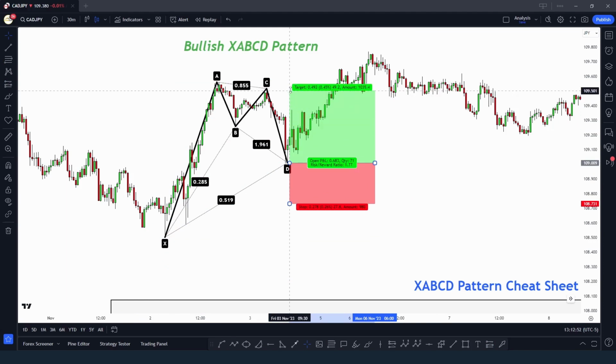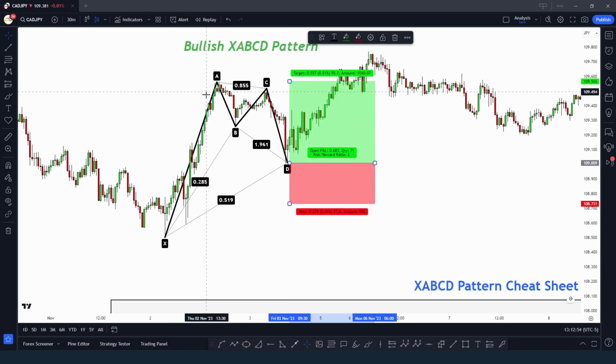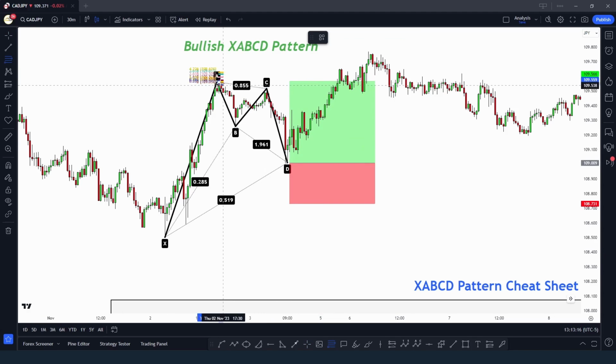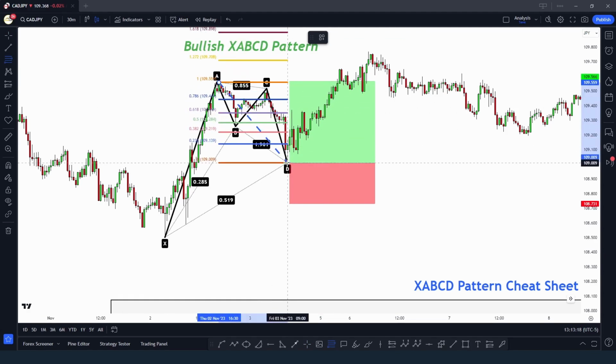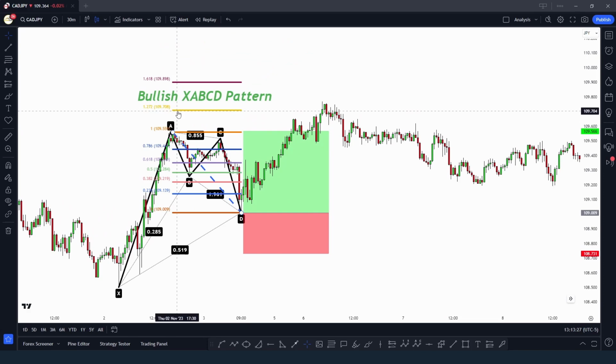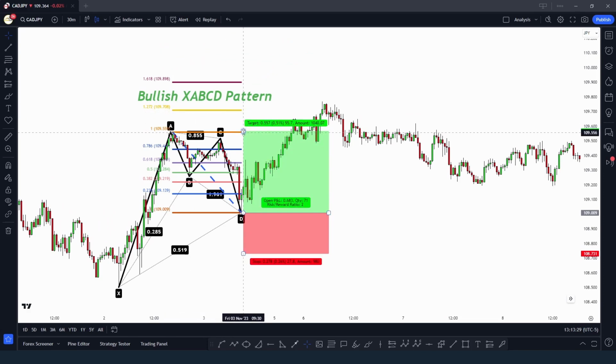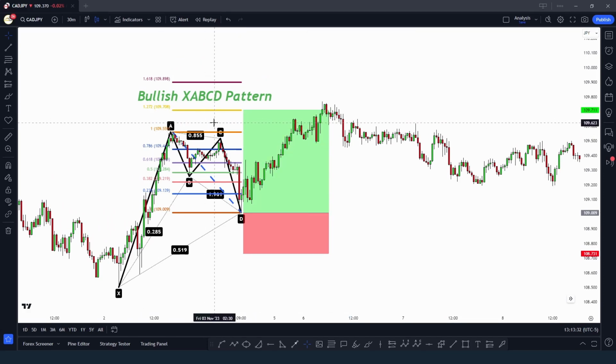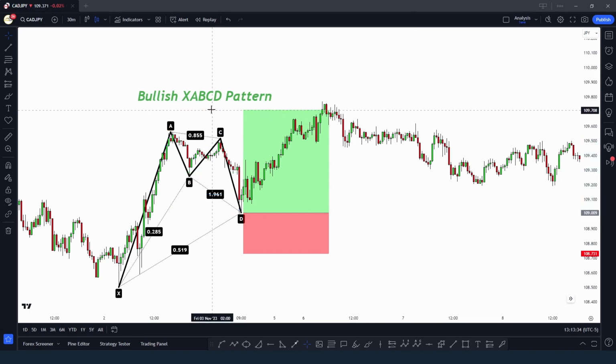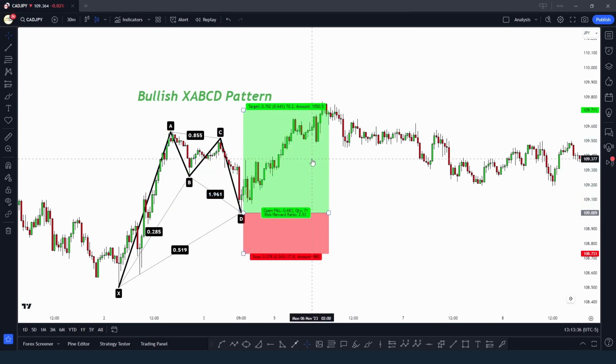The first one is going to be the level of point A, the biggest impulsive move, and the second take profit can be the 127% extension of this ABCD retracement. So let me just show you how that looks like. We can start from here and go till here. So this level, this 1.272, can be our second take profit level. As you can see, our take profit is met, and this is a profitable trade of almost 2.53 risk to reward ratio, which is good.